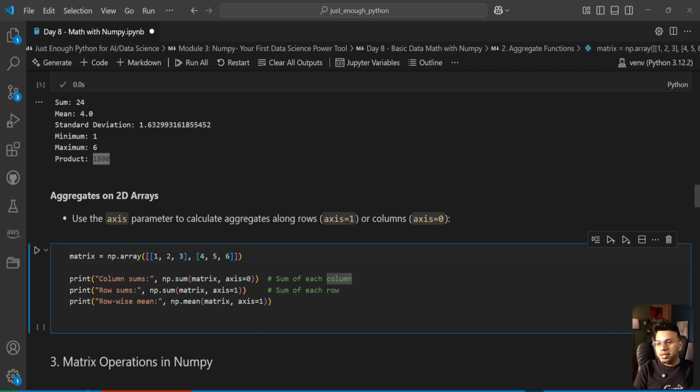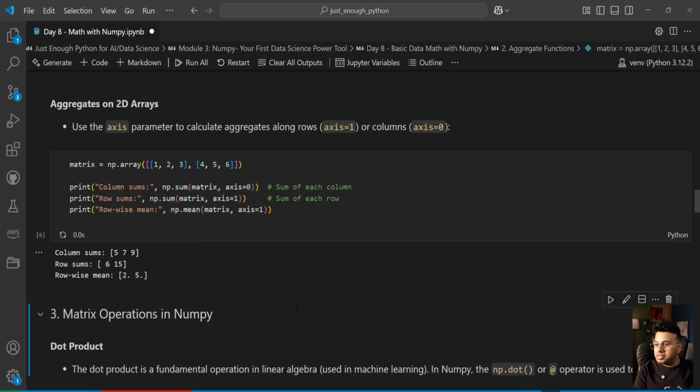Next, we want to print the sum of each column. The built-in function is still the same, np.sum. We are using .sum here, and we are passing the matrix, the array, which is here. But there is an additional parameter that we are passing. We are saying axis is equal to 0. When we say axis is equal to 0, it's going to give you the sum of each column. The moment we make axis is equal to 1, it's going to give you the sum of each row. And then we are also calculating the mean of each row. Axis 1 is always row-wise, while axis 0 is column-wise.